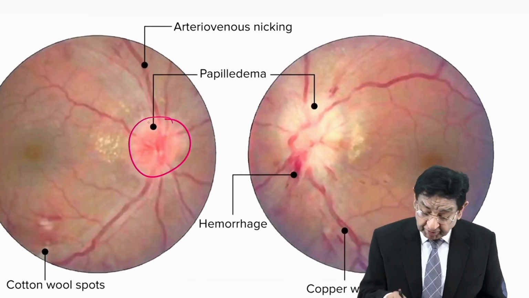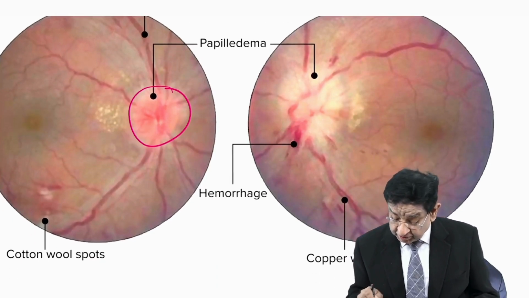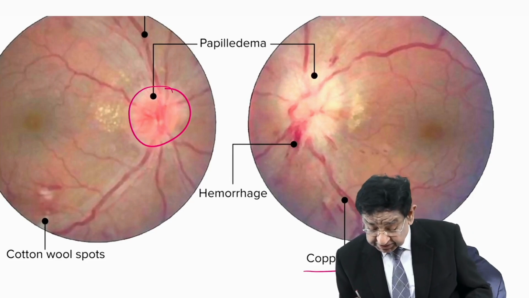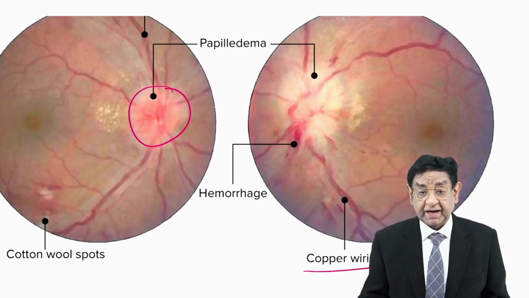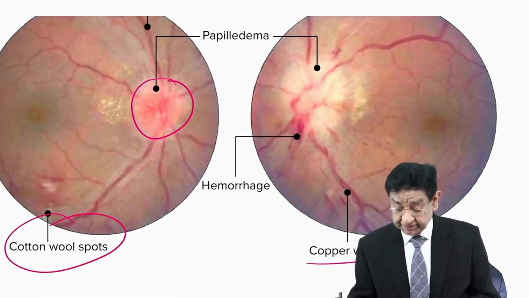Okay. Papilledema, swelling of the optic disc is there. Hemorrhage and cotton wool, copper wiring is there. Look into this. It looks like a copper wire. Okay. Cotton wool spots are there. Hemorrhage is there.